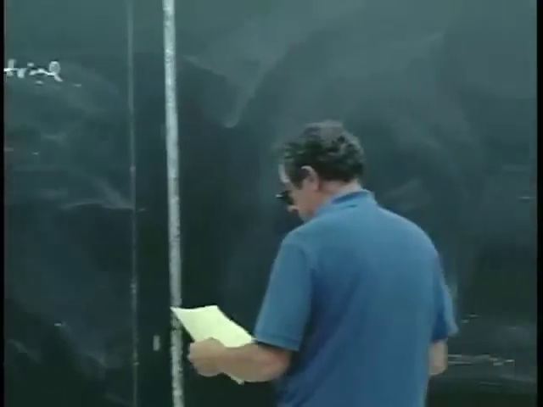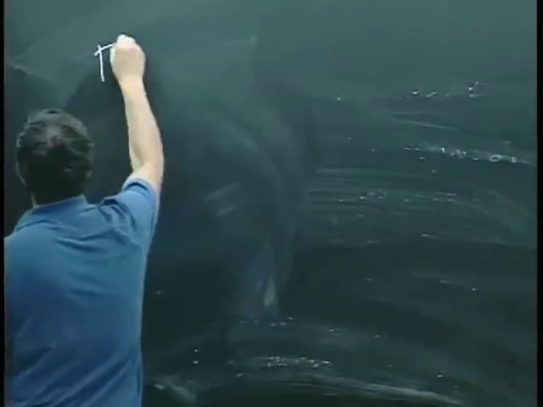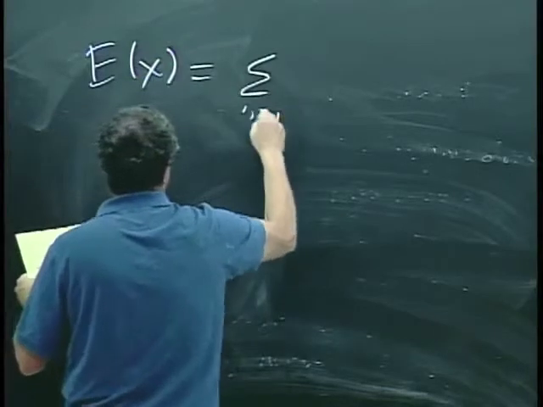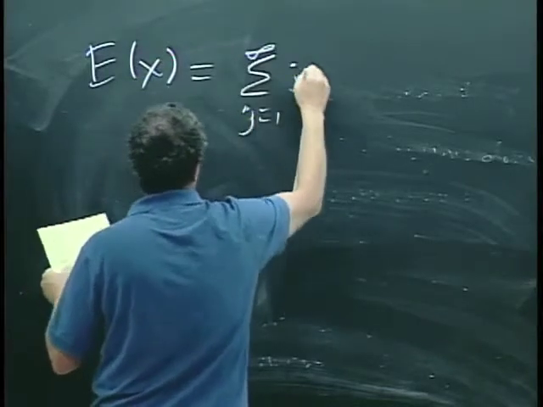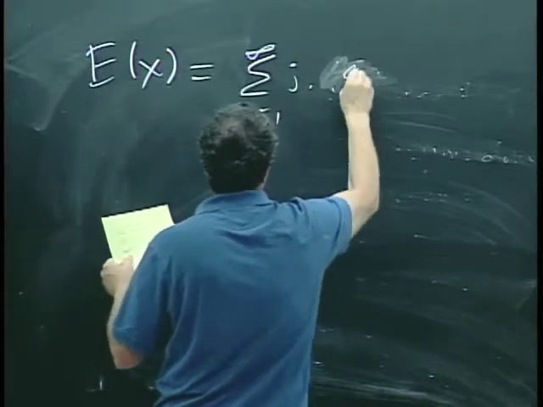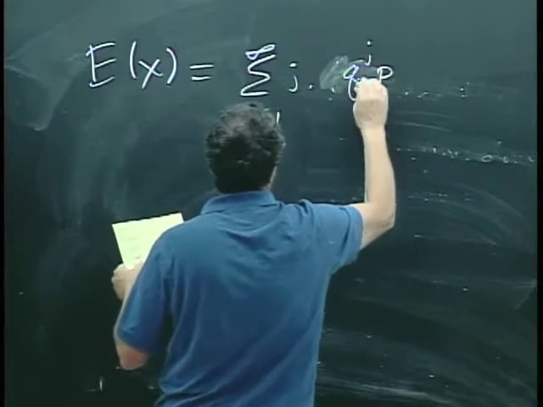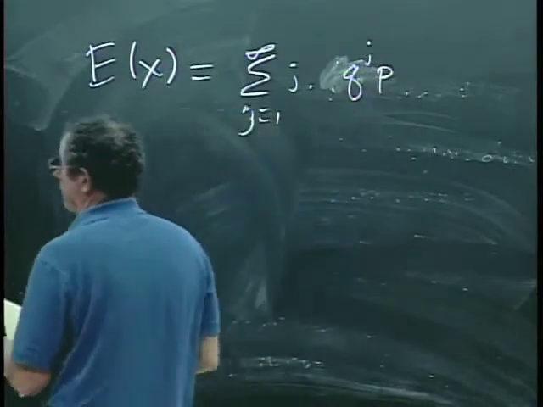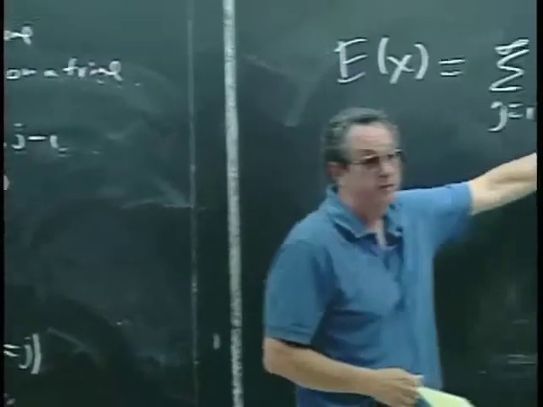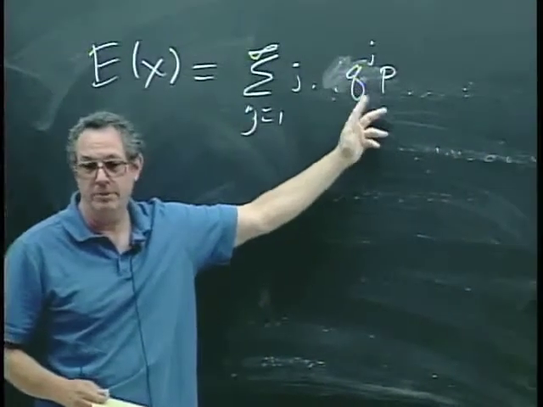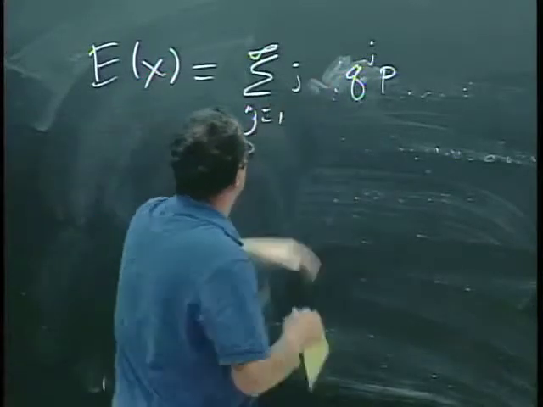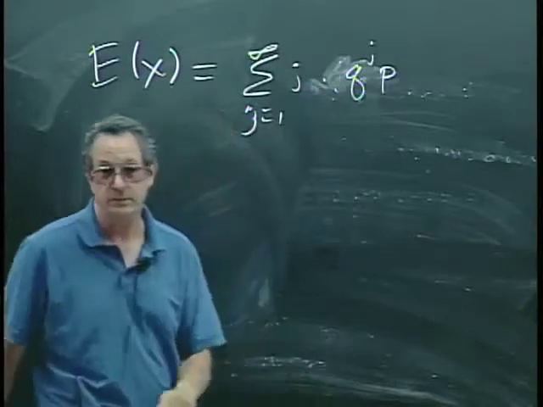Okay. So in the geometric distribution, the expected value of x is the summation j equals 1 through infinity of j times q to the j minus 1 times p. That's what we found out over here. The probability that x equals j is this, which I've written again over here, just inverting the p's and q's. You have to mind them. And then multiplied times j.